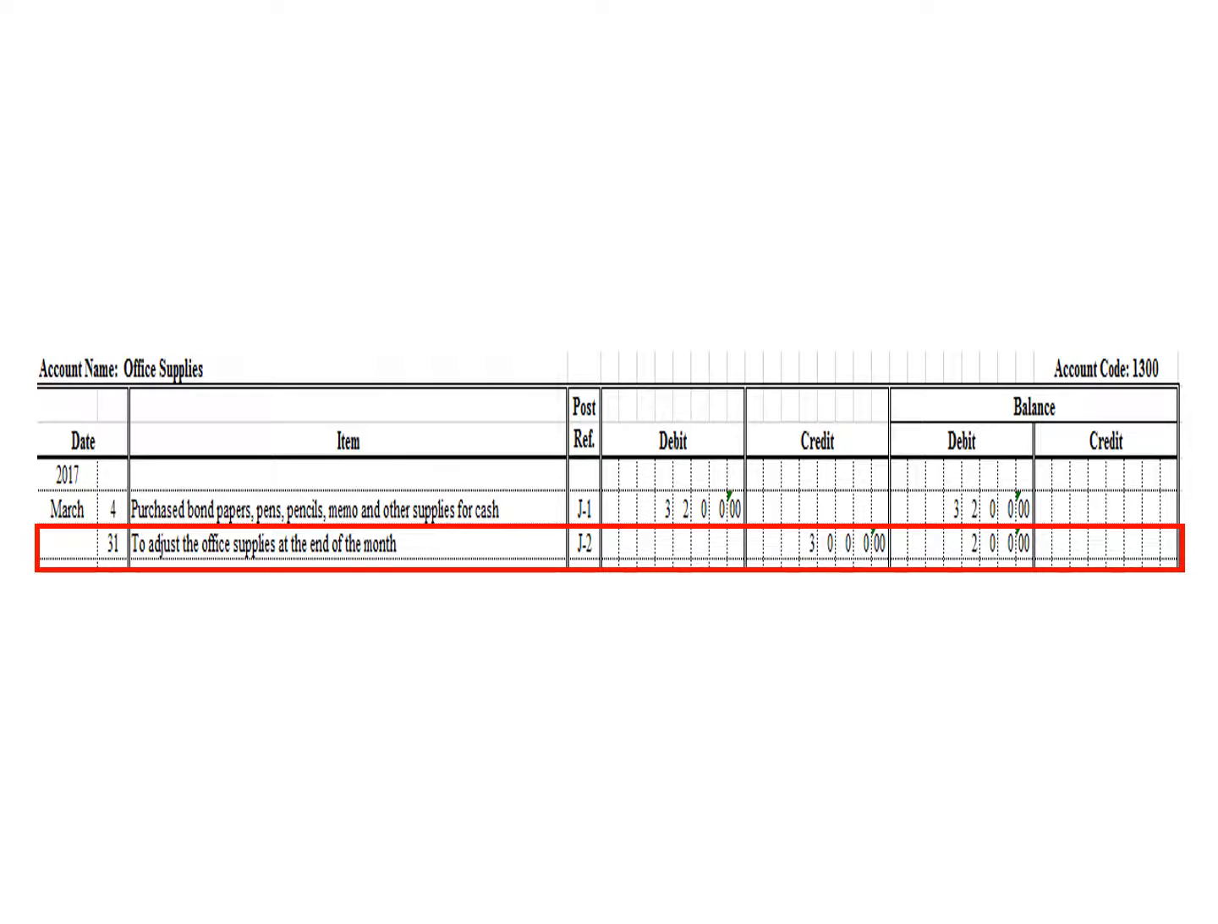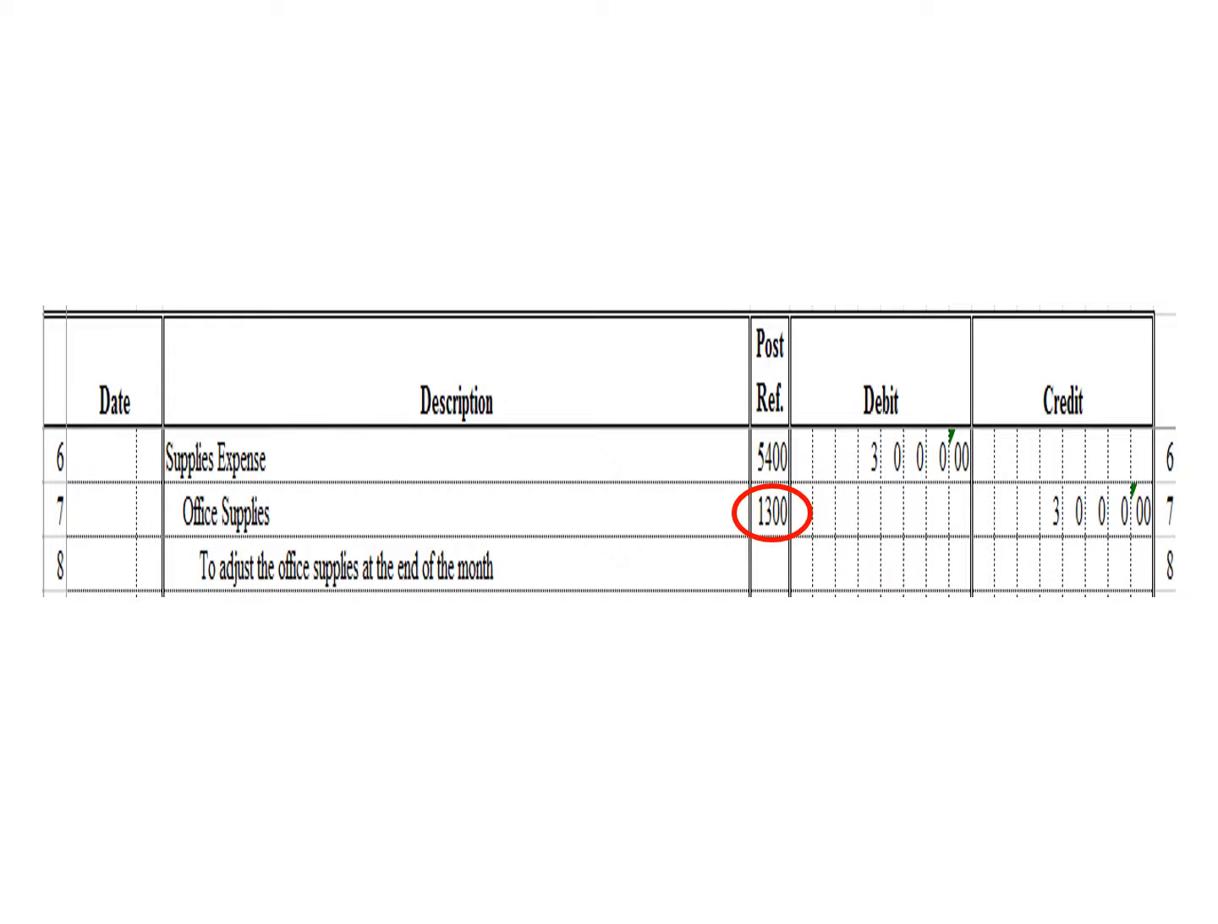How did we get 200 pesos? We have a previous debit balance of 3,200 minus 3,000 pesos credit. As of March 31, office supplies has a debit balance of 200 pesos. After posting the credit entry, we write the posting reference, 1300, the account code for office supplies.